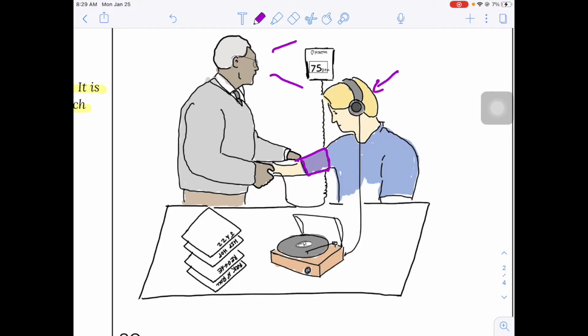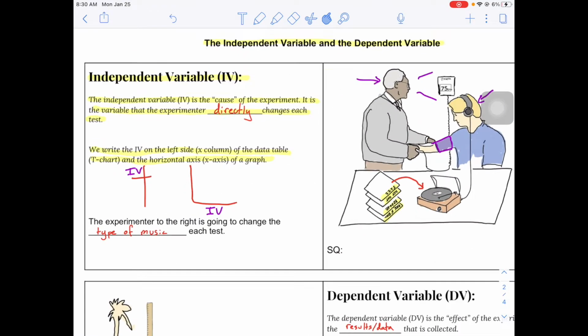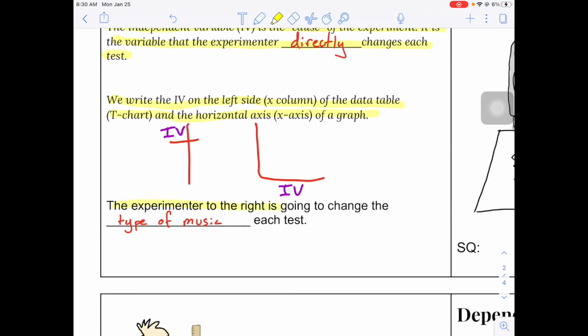But what's the independent variable? What is the experimenter directly changing? Well, in order to know that, you got to look down here. Jazz, hip hop, reggae, rock and roll. This experimenter is going to take different albums and put them on the record player, and he is going to change the type of music. So the experimenter to the right is going to change the type of music each test. That is the independent variable.